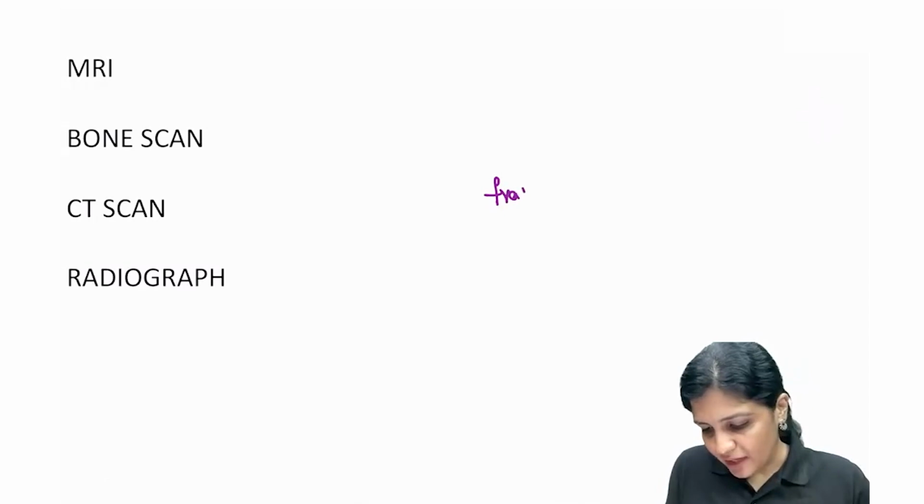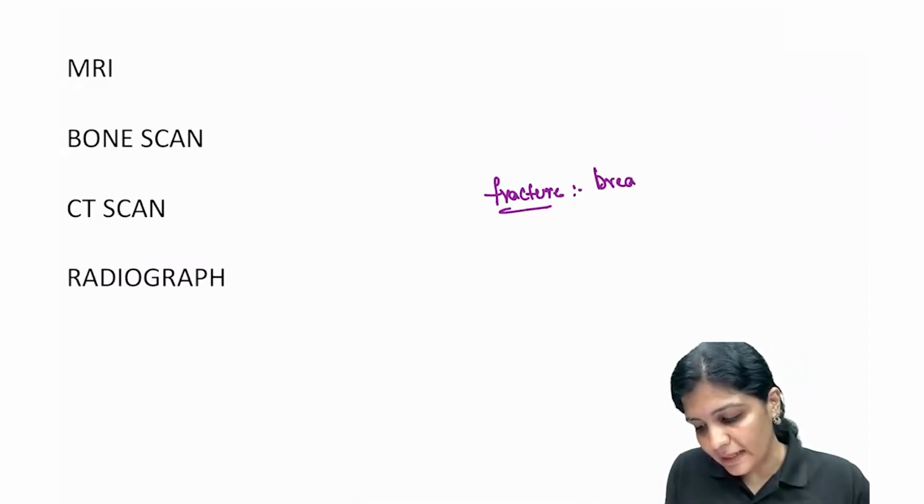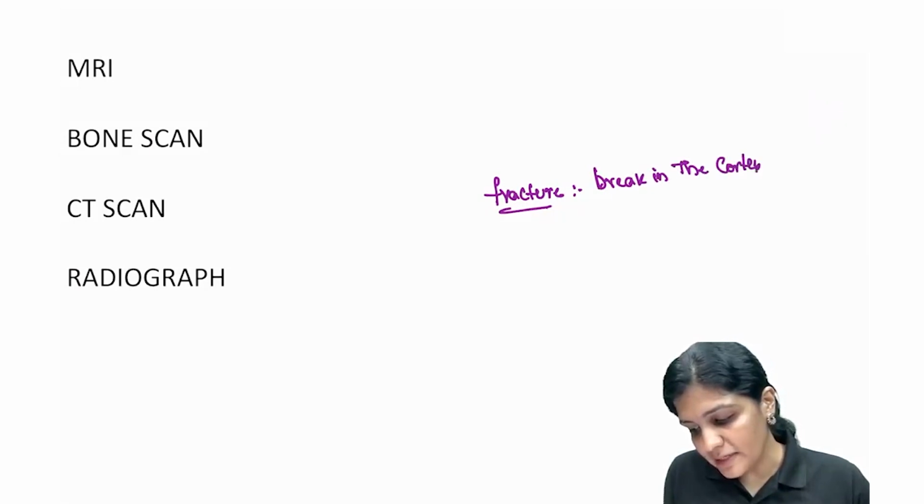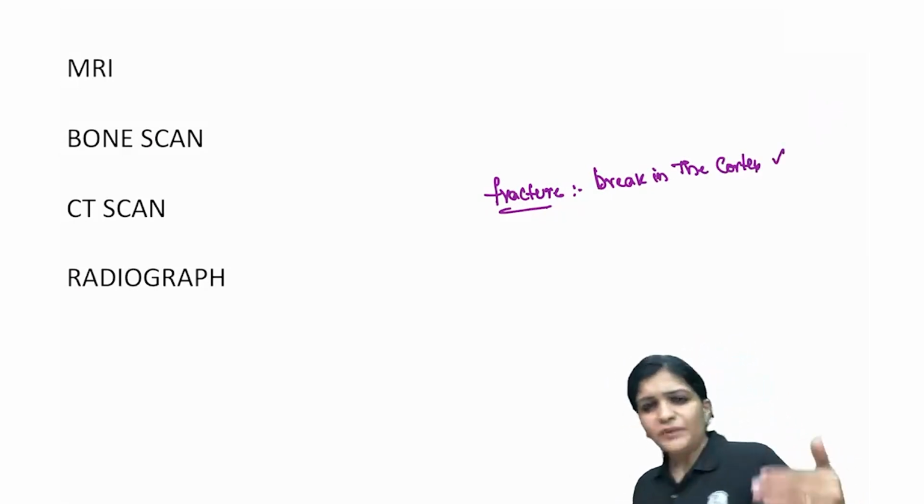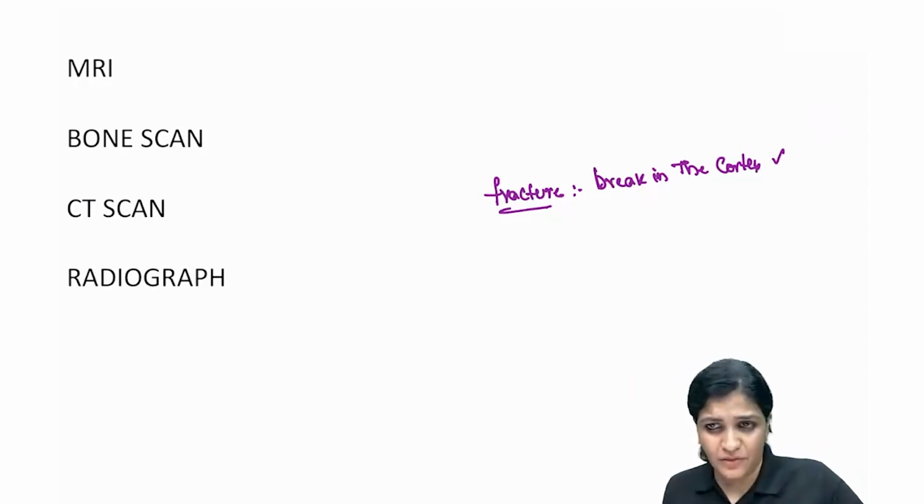So what is a fracture? Fracture is nothing but a breach or a break in the cortex. Whenever there is a breach or a break in the cortex, there is a loss of continuity of the bone, which is called a fracture, right?